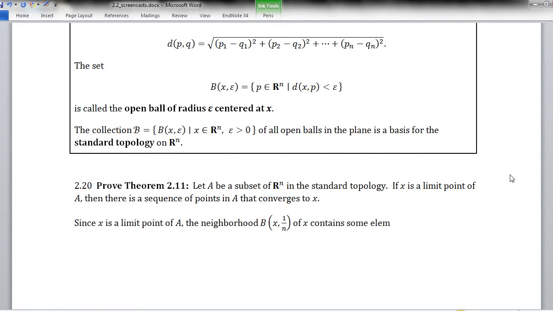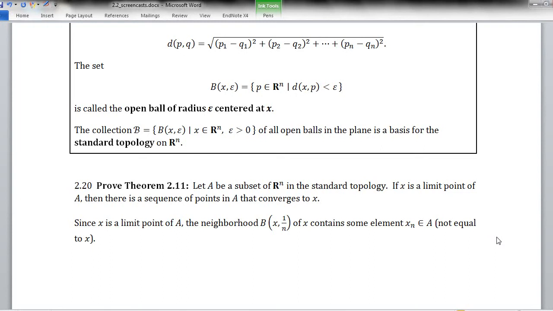contains some element, let's call it x sub n, in A, which is not equal to x, although I'm not going to need that last fact, which is why I put it in parentheses. Okay, so this is just from the definition of limit point. You take any neighborhood U, which I'm taking this particular one, of x, and it has to contain some element of A other than x. And the one that's contained in this ball of radius 1 over n, I'll call that x sub n.